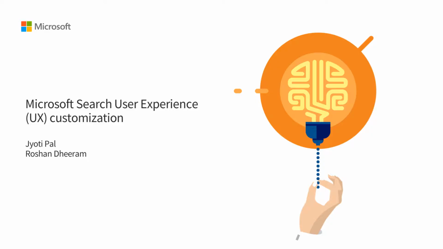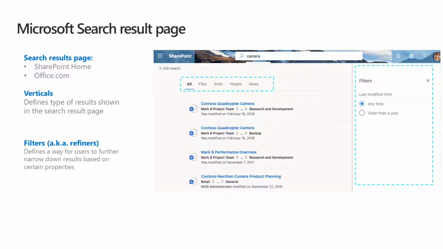Thank you. So hi everyone, really great to be talking to you guys. So today the plan was to talk through the Microsoft Search user experience. We are essentially talking about the customization that we are doing for the Microsoft Search result page. When I talk about the Microsoft Search result page, I'm talking about the search result page that you generally see when you're in SharePoint Home or Office.com. You go to the search box, hit a query, and then you have a search result page load up.